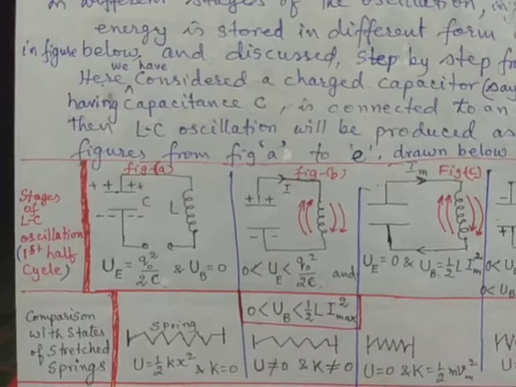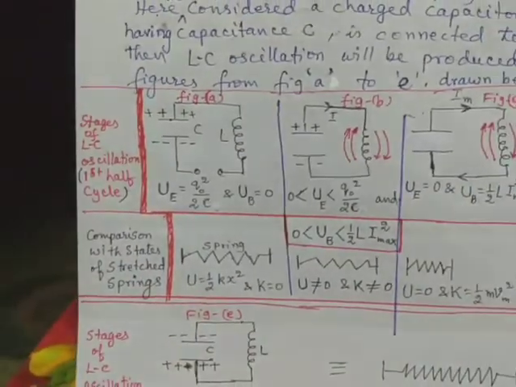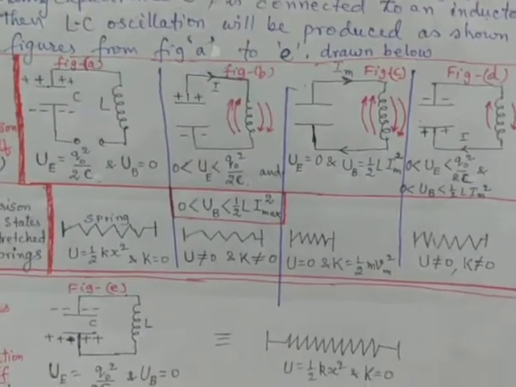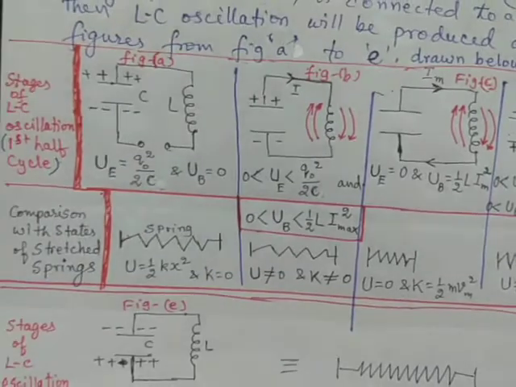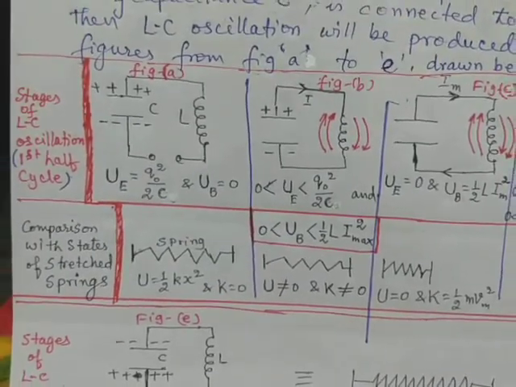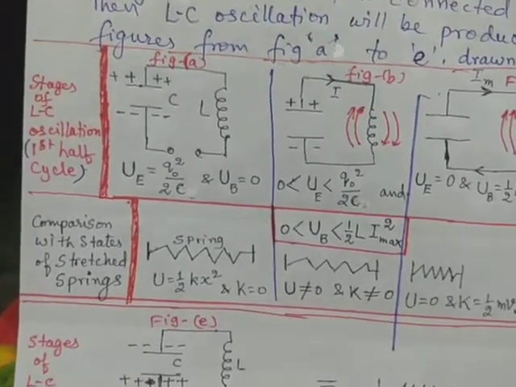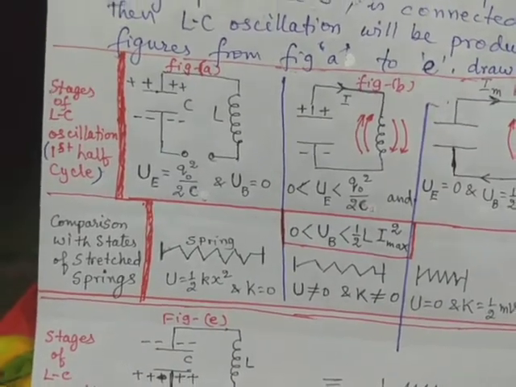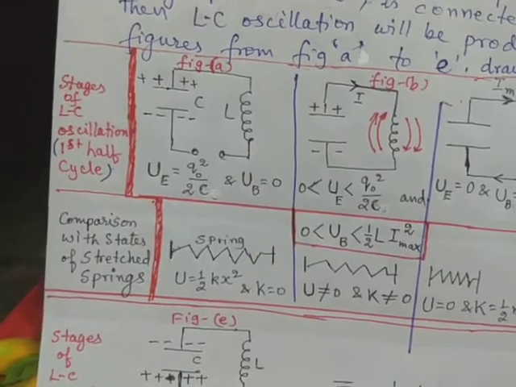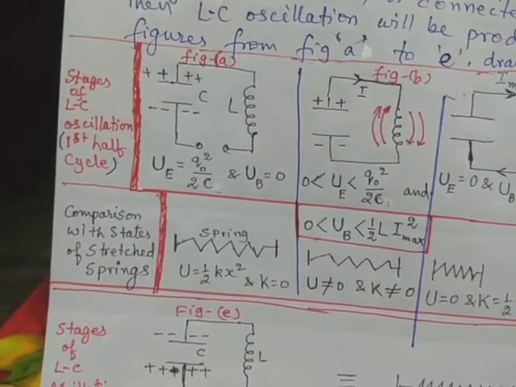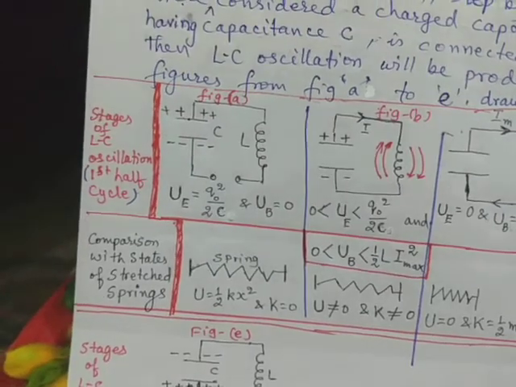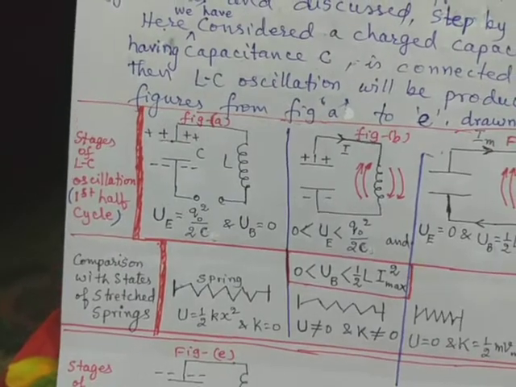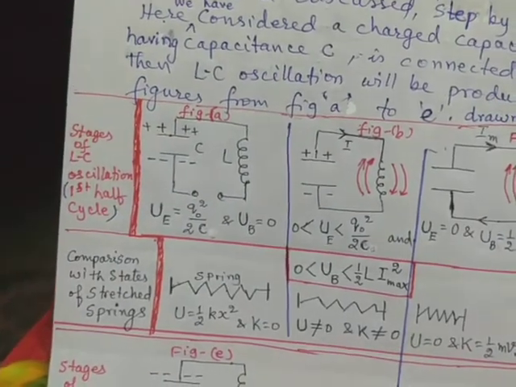Students of class 12, today we shall continue discussing the other steps of LC tank oscillation. We have already discussed the first step, with reference to figure A, in which we haven't discharged the capacitor and we haven't connected the capacitor across the inductance coil L. In that case, the maximum energy is stored in the form of electrical energy and the magnetic energy stored in the inductance coil is 0.